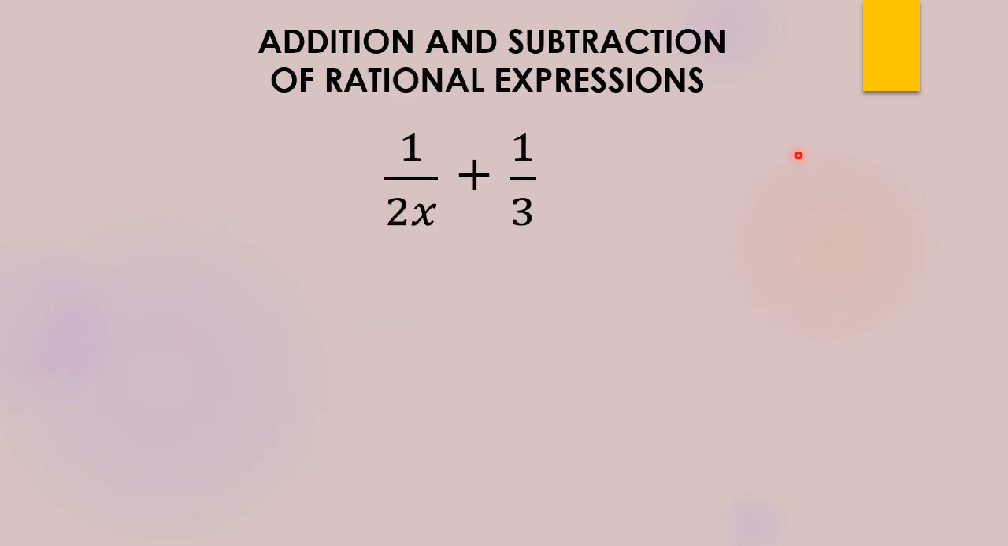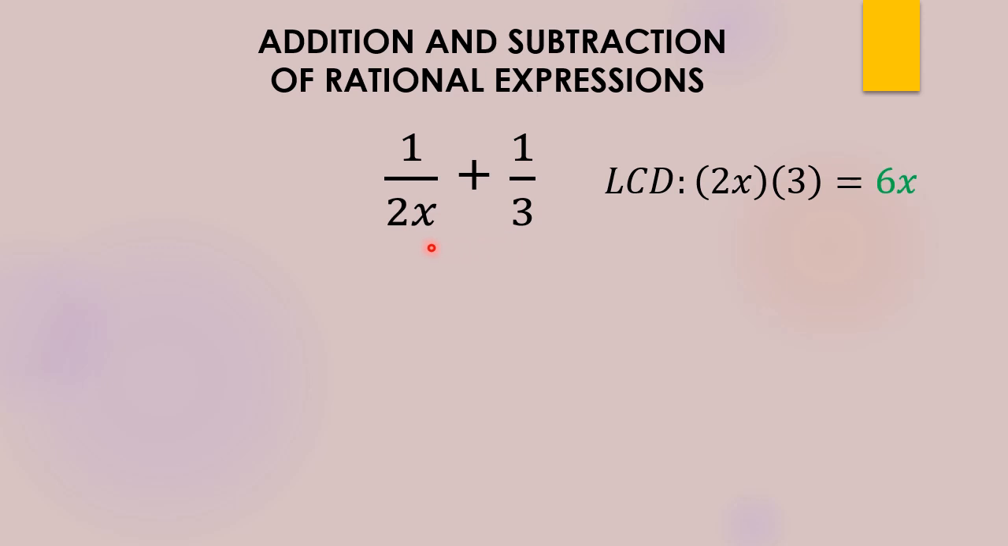Now, how do we add and subtract rational expressions with different denominators? So in adding and subtracting rational expressions with different or dissimilar denominators, we follow the way in adding and subtracting dissimilar fractions. So to add and subtract rational expressions with different denominators, we need to find the LCD. So to get the LCD, we always multiply the denominators.